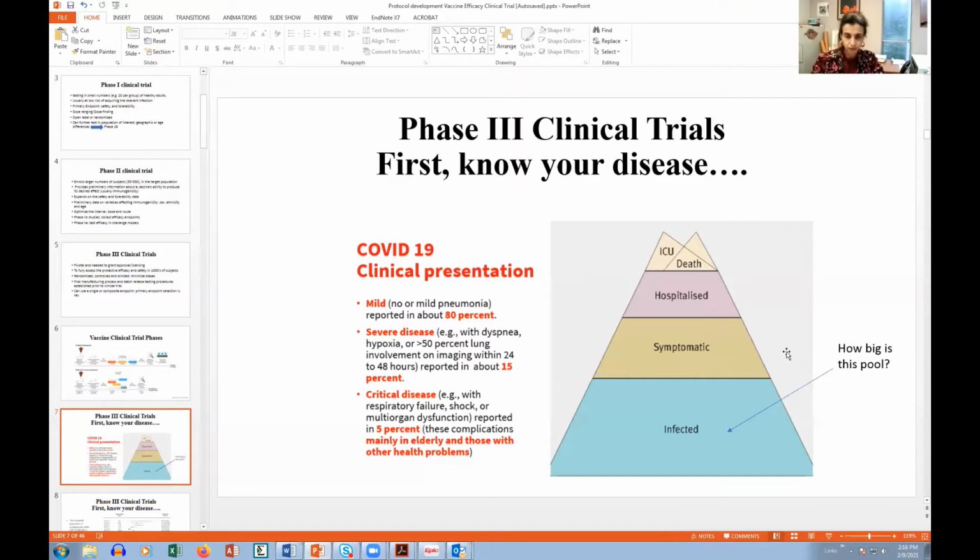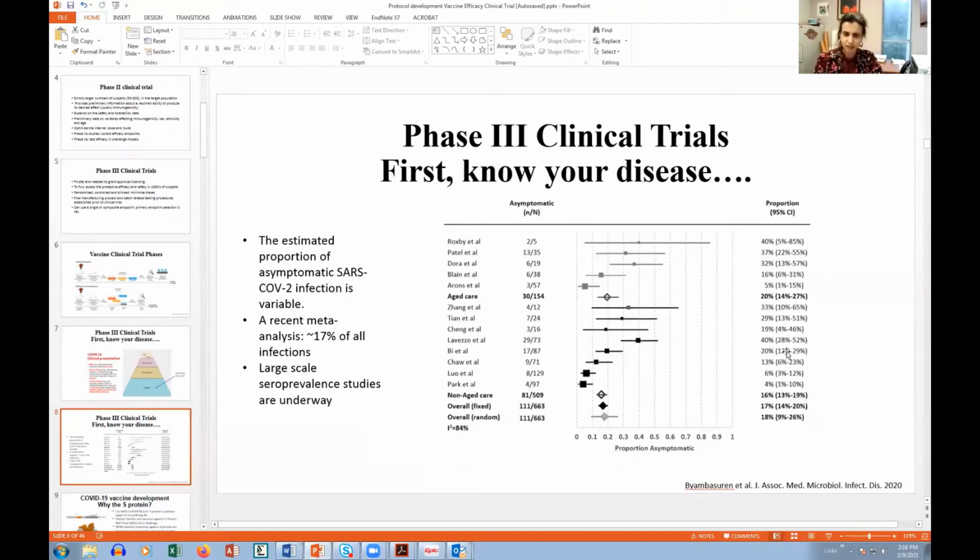So how big is the pool of the asymptomatic persons? Actually, I had to look it up just for this talk, and it's all over the place. The estimated proportion is very variable, and I found a meta-analysis that placed it at 20%-ish of all infections. Having said that, there are large-scale seroprevalence studies in the United States and abroad that are underway right now. We are even part of one. It's a CoVPN study here, and hopefully we will have information on the seroprevalence that is more indicative of the pool of infected but asymptomatic persons.